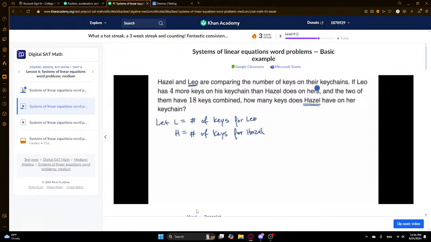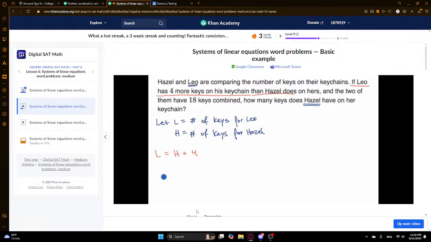And so let's see how we can set up these 2 constraints that they gave us as equations. It says Leo has 4 more keys on his keychain than Hazel does. So how could we write that mathematically? Leo has 4 more keys than Hazel, so we could write that the number of keys Leo has is 4 more than the number Hazel has. So it's Hazel plus 4.